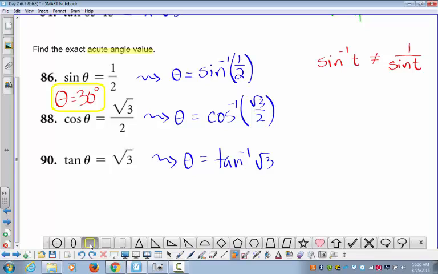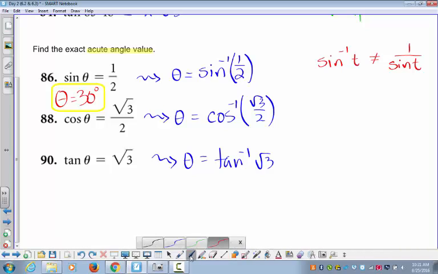Since this graph is going to repeat itself again and again, there are actually an infinite number of angles that have a sine value of 1/2. We will study that in great detail. But we have this caveat here. We want the acute angle. We want to focus on quadrant 1, just the single angle in quadrant 1 that has a sine value of 1/2.